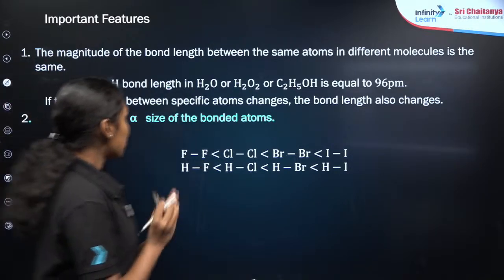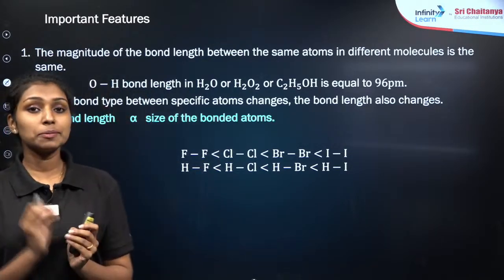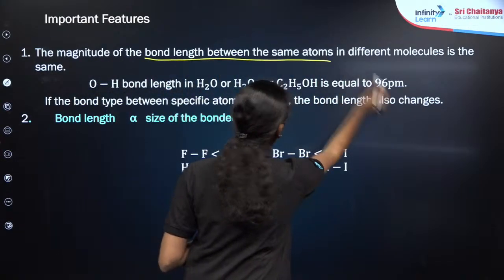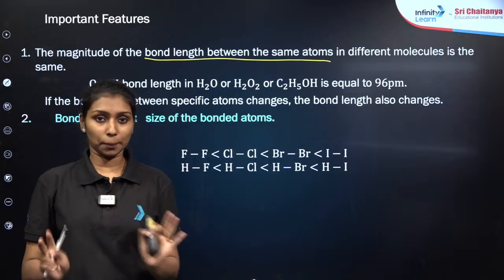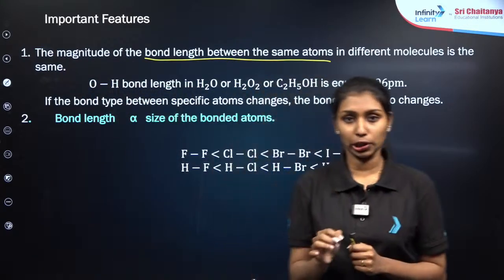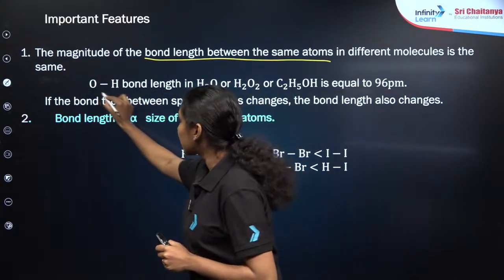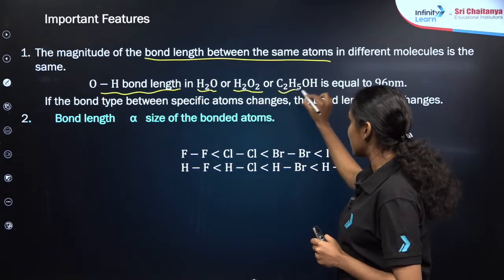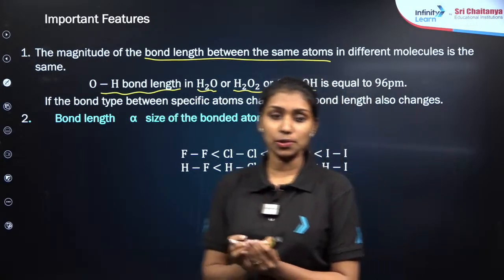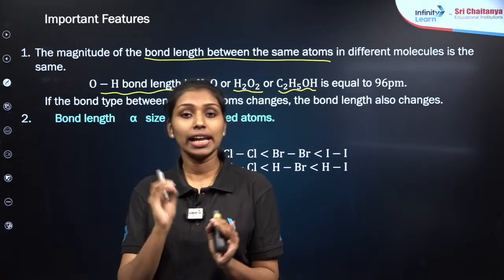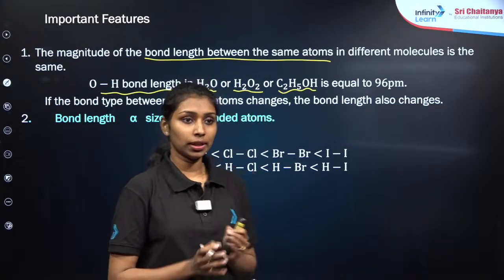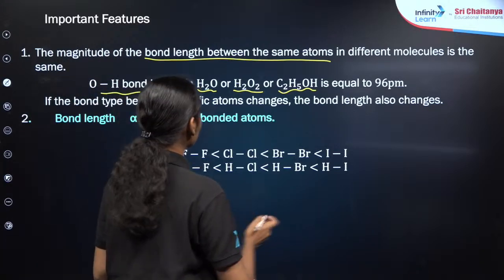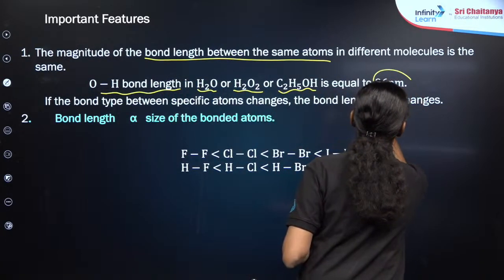Okay, the first parameter is the magnitude of the bond length between the same atoms. The magnitude of bond length between the same atoms in different molecules will be the same, right? If I am taking an OH bond, the OH bond length is the same in the case of water molecule as well as hydrogen peroxide as well as C2H5OH. If we are considering different molecules also, if they contain the same atoms like OH, their bond length will be the same. Clear? Which is found to be 96 picometer.